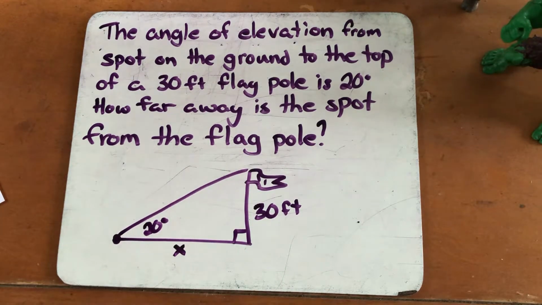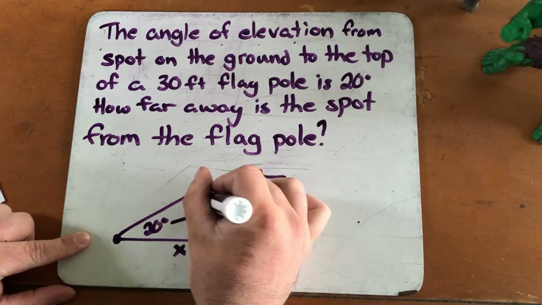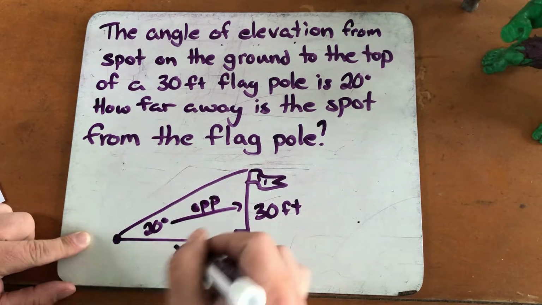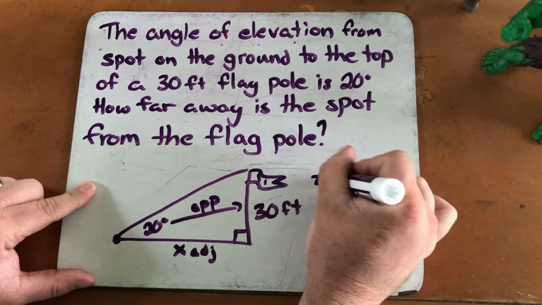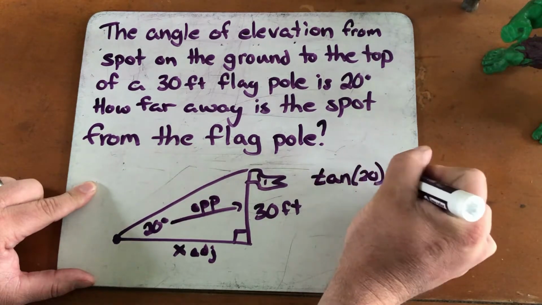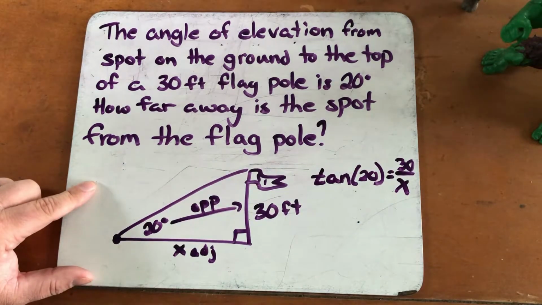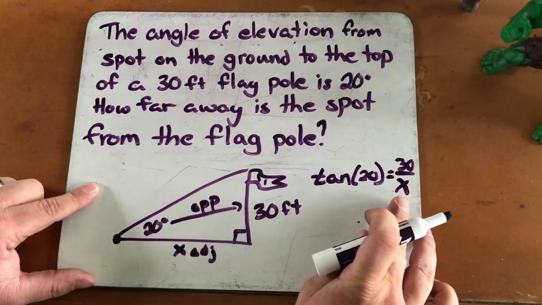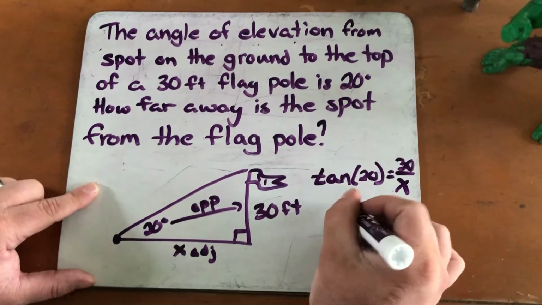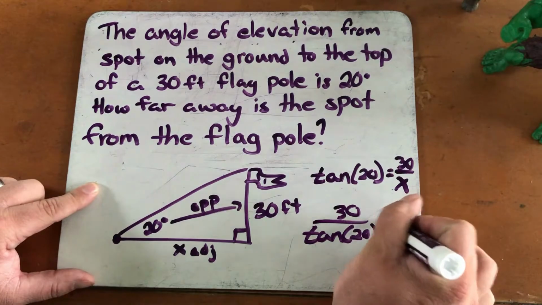Now, once I have my triangle drawn, it's just basic trig like we looked at before using trig ratios. 30 is my opposite side, and x is my adjacent side. Which trig function uses opposite and adjacent? Tangent. So we're doing the tangent of 20 equals opposite over adjacent. Since x is on the bottom in my denominator, I can switch the x and the tangent, which gives me 30 divided by the tangent of 20 equals x.